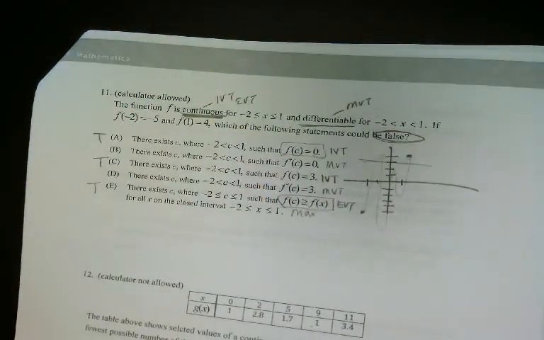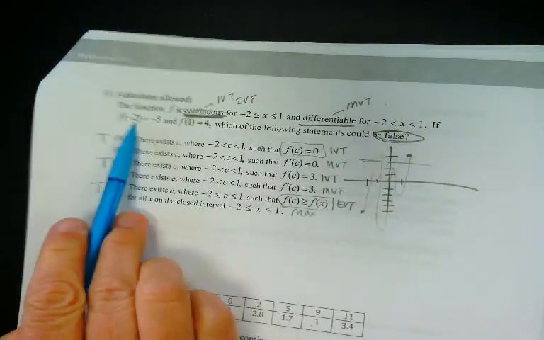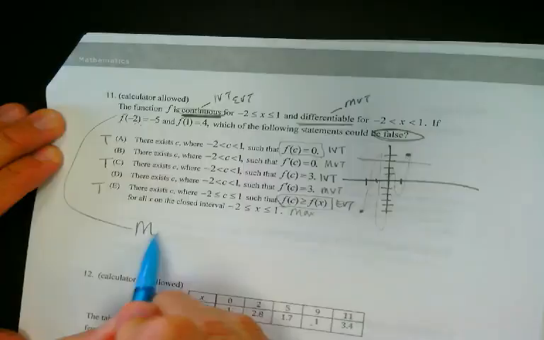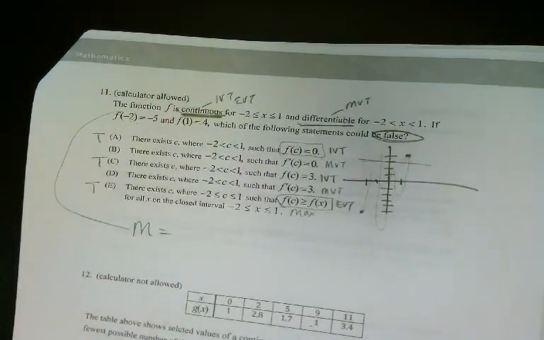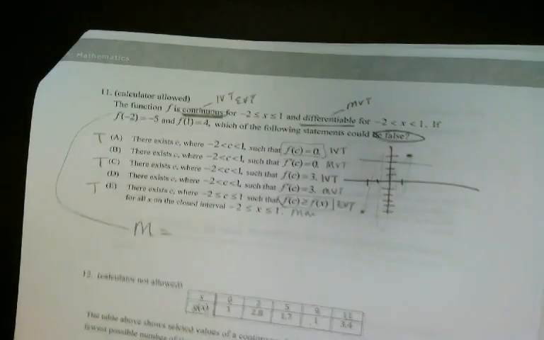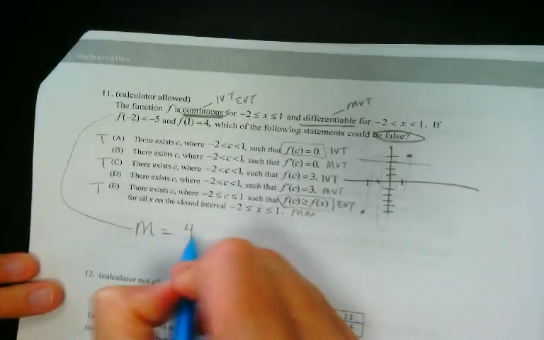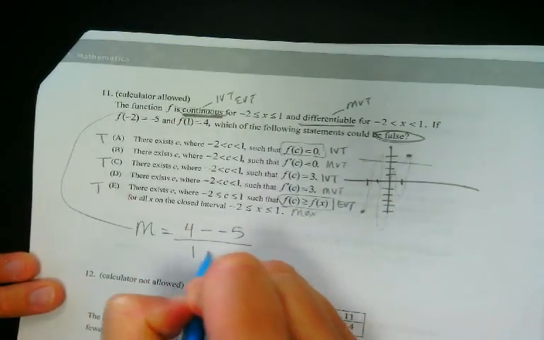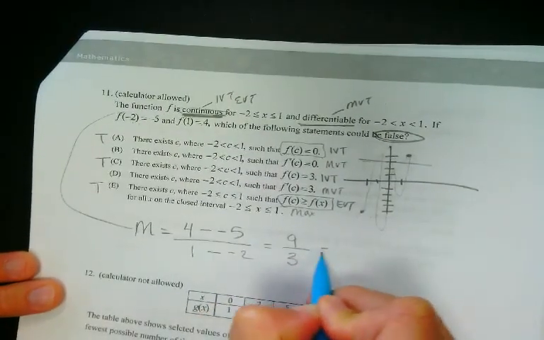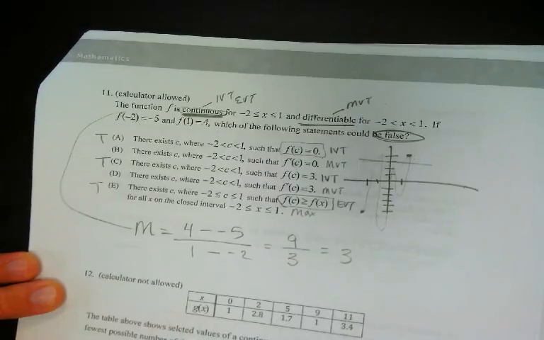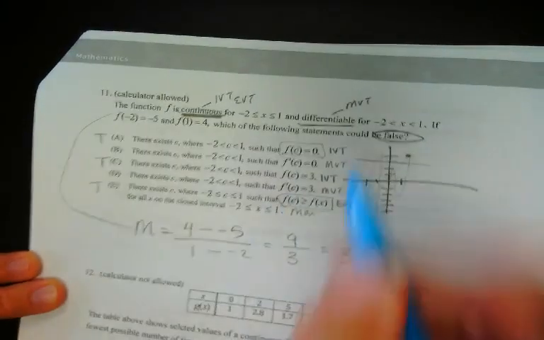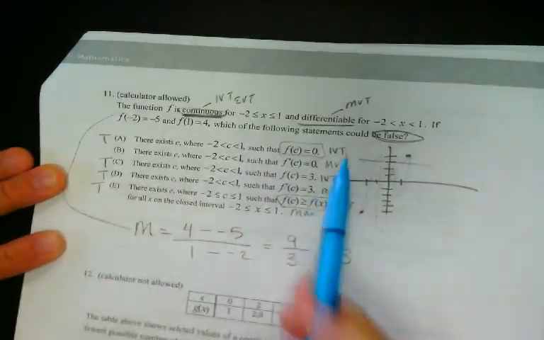So all I really can do at this point is say I have 2 points. I should probably find this slope. So take a minute and find the slope between those 2 points. Let's see, I've got 9/3 or 3. So I would say the slope has to equal 3 because I had those 2 points and it came out to be 3. Therefore, this one could be false.